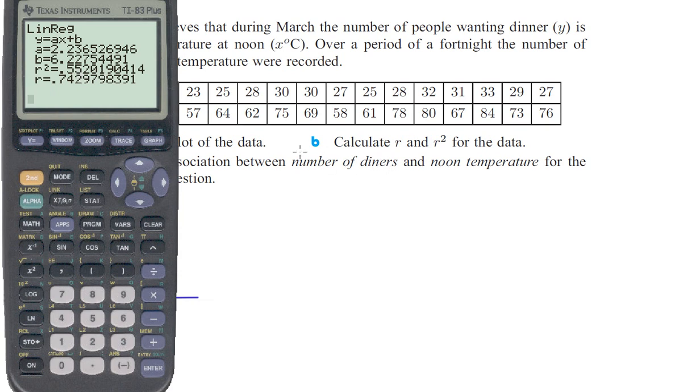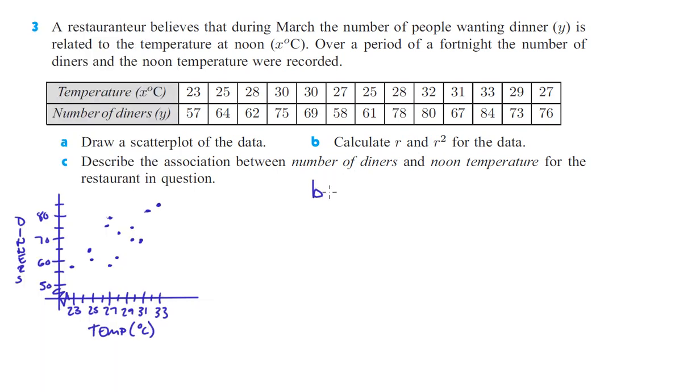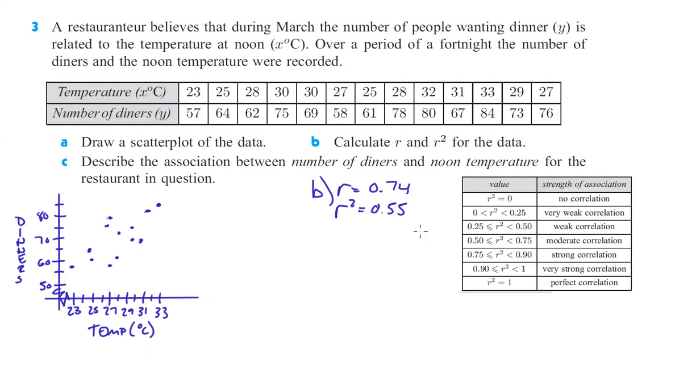Okay, so B, calculate the R and the R squared. R equals 0.74, and the R squared, I believe, was 0.55, wasn't it? Yep, 0.55. Looking at our table over here, we're right in here, so this would be a moderate positive correlation. Okay, so C is a moderate and positive correlation.